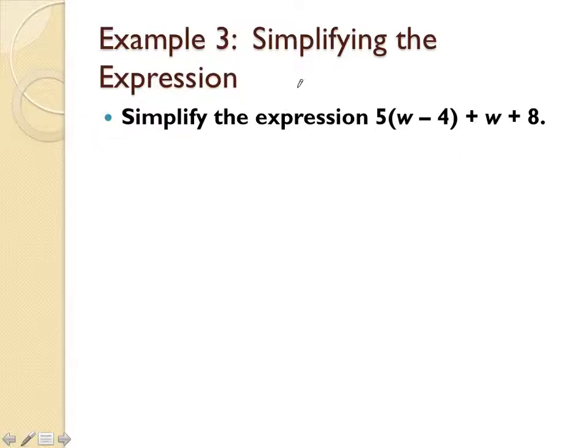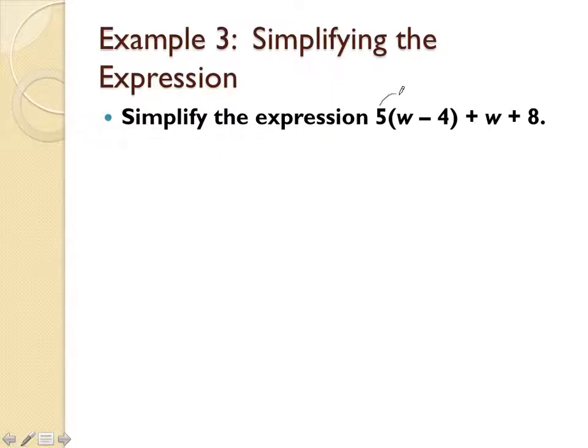Sometimes you'll have situations like this, where you'll have 5 times the difference between w and 4 plus w plus 8. So again, it's a nice long expression. Whenever you see parentheses first, you need to get rid of those. And since I have a number outside, usually that's my hint that I'm going to use the distributive property. When you see parentheses and a number out front, that's when the distributive property comes into play.